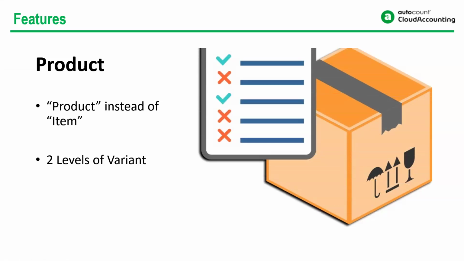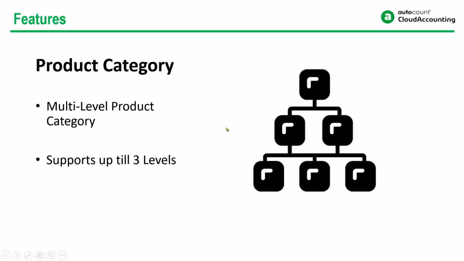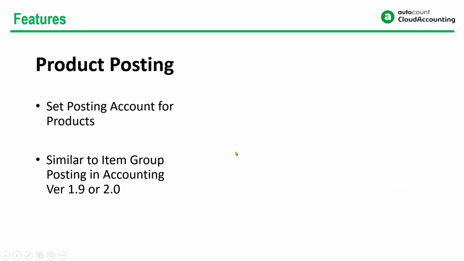Now in the product, in cloud accounting, we call it product instead of item. We also have two levels of variants. Variants are for those in businesses like selling shoes or clothing, whereby they go by size and colors, and this is where you can use the variant feature inside the cloud accounting. Then we also have multiple levels of product category. It supports 3 levels.